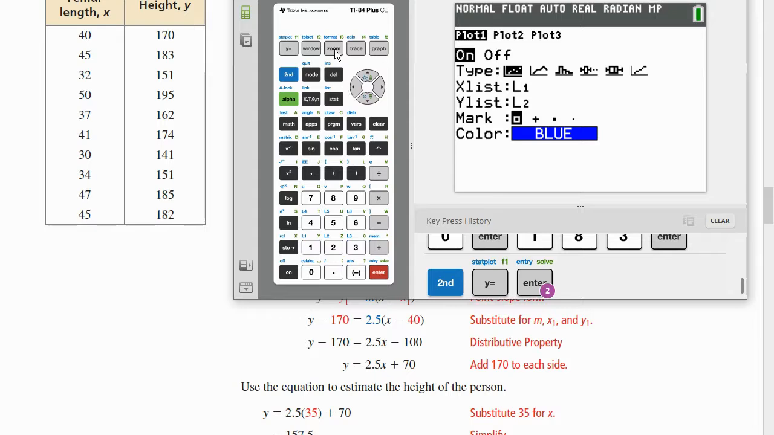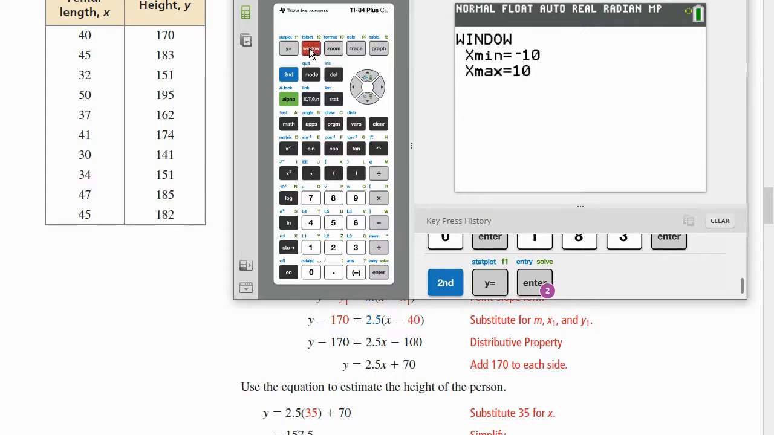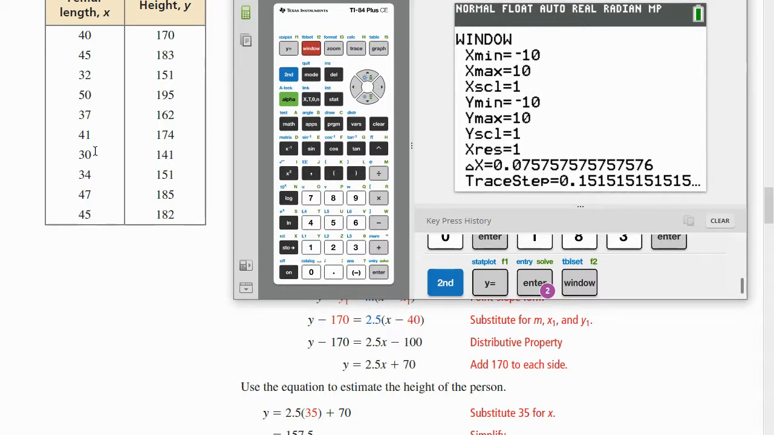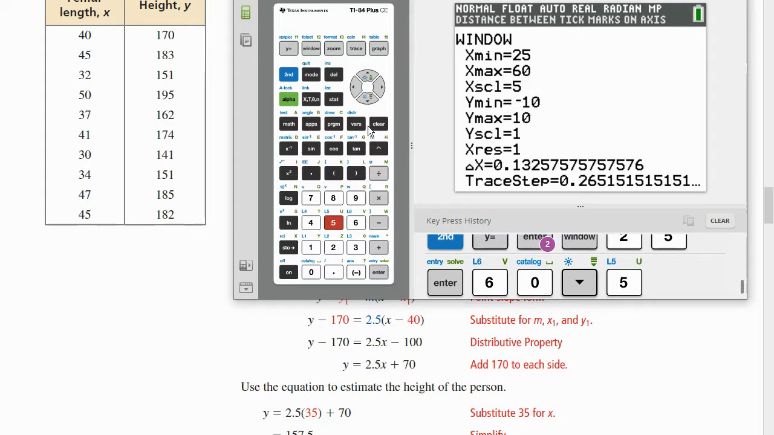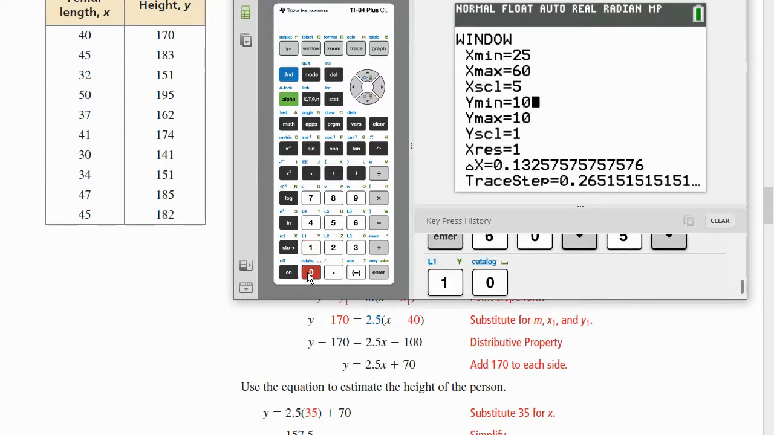All right, now one other thing is, if you look at the data that we entered in, the X values are really not around 0 to 10, so we're going to need to change our window. If I went here to my window, looking at this data, let's maybe go from 25, a little bit below that 30 that I see right there. And then this goes as high as, let's see, 50. So let's go to maybe 60. And then on my Y values, I'm going to count this by 5. So it's going to put a mark every 5. All right, my Y values are way up there, okay? So 170, 183, 195. So maybe let's go from 100 on the min.